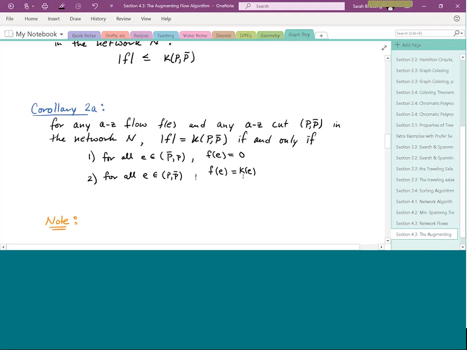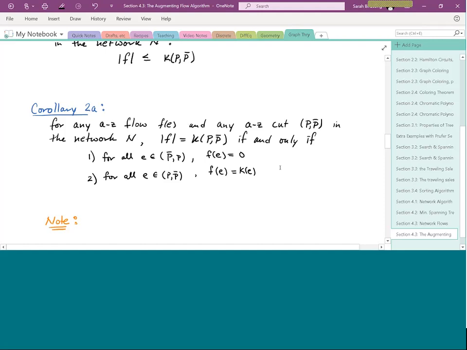Now, fair warning here, this one does talk about any and any. This also can be extrapolated down to a specific flow and a specific cut. If the specific flow is equal to some specific capacity, this would then be true on that one version of your set P and P complement that you're dealing with respect to that specific cut.